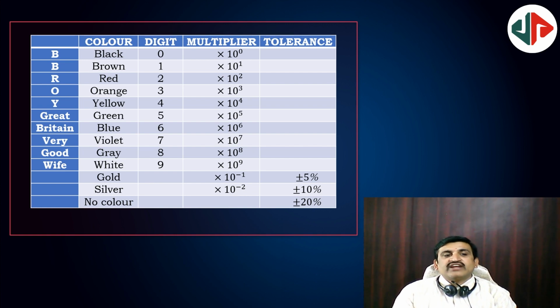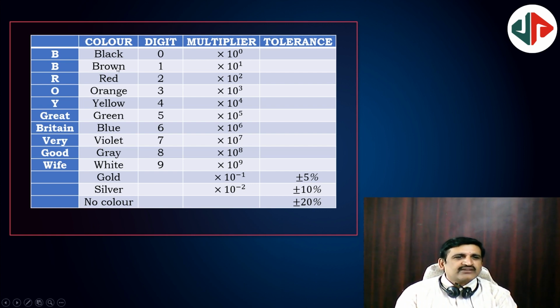B.B. Roy of Great Britain had a very good wife with gold silver necklace. This is the memory aid given by my teachers, and I am giving it to you. B.B. Roy of Great Britain, you can see on the left side. B.B. Roy of Great Britain had very good wife with gold silver necklace. Many people's favorite color is black, so you can start with black. It is just a memory aid actually. Black is the starting one.